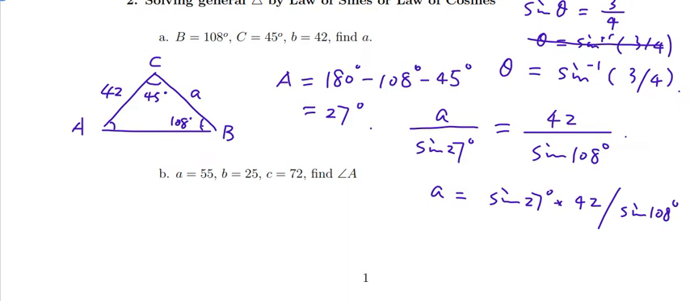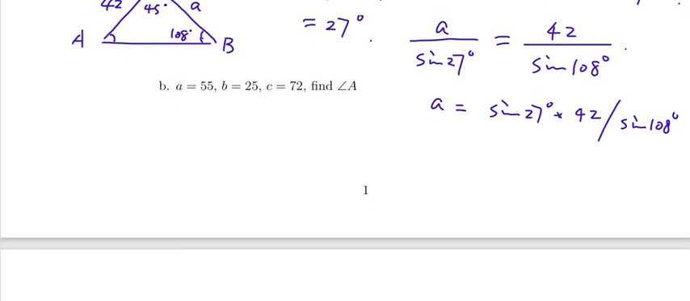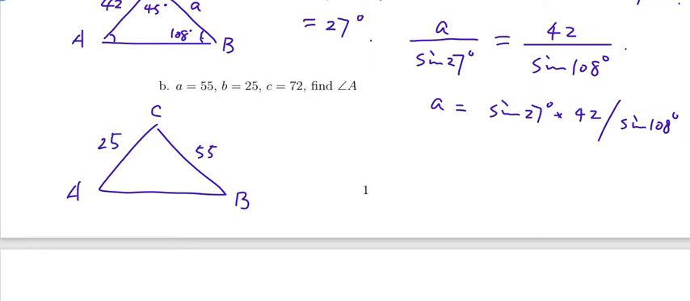Okay, so for problem B, we know there are three sides. We want to find angle A. Suppose this is A, B, C. So we know there's a side here, 55. B, this side, 25. C, this is 72. So we want to find this angle A.